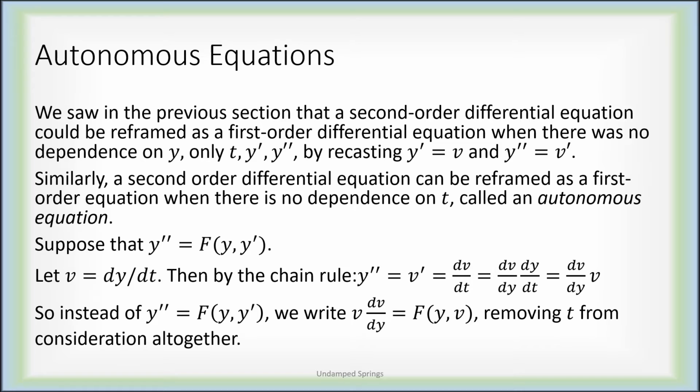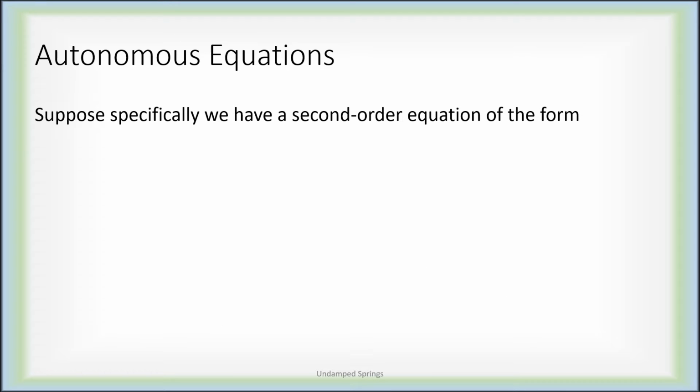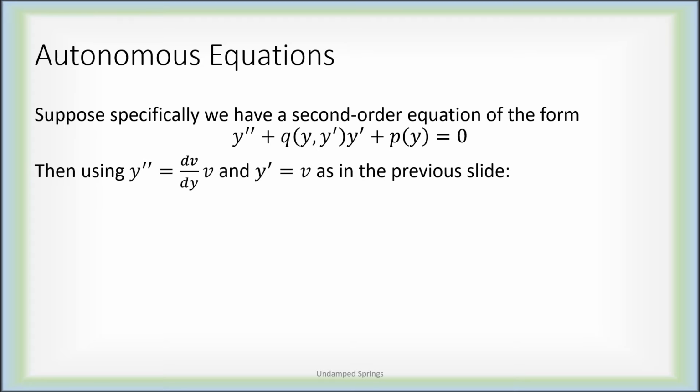So instead of y double prime being a function of y and y prime, if I replace y double prime with v dv dy, there's now only v and its derivative with respect to y. There is no t in consideration at all. So specifically, we now have a second-order differential equation of the form y double prime plus some function of y and y prime times y prime plus some function just of y equals 0. We replace y double prime with dv dy times v, and we replace y prime with v as before, and we end up with this.